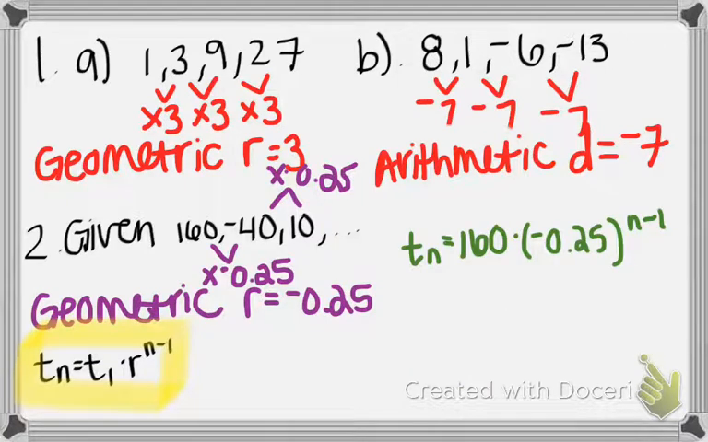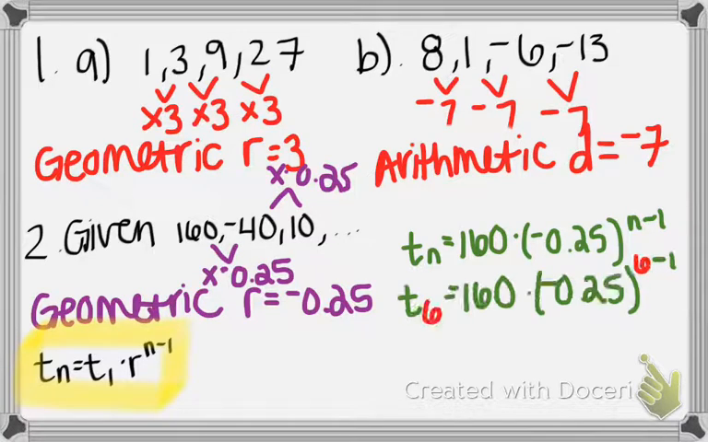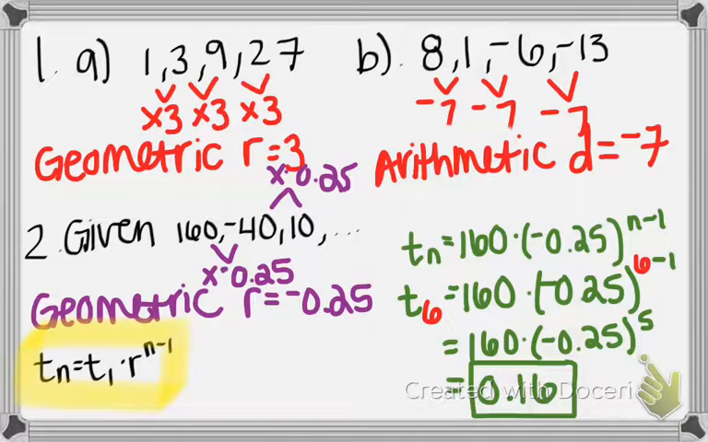Now I moved that equation over a little so that we would have more room to write our next problem, which is finding the sixth term of the sequence. You can see in red where I substituted in 6 for n in our equation. And now we solve. I first simplified my exponent, so I got 160 times negative 0.25 to the 5th power, and then I just put it into my calculator and I got 0.16 as my answer.